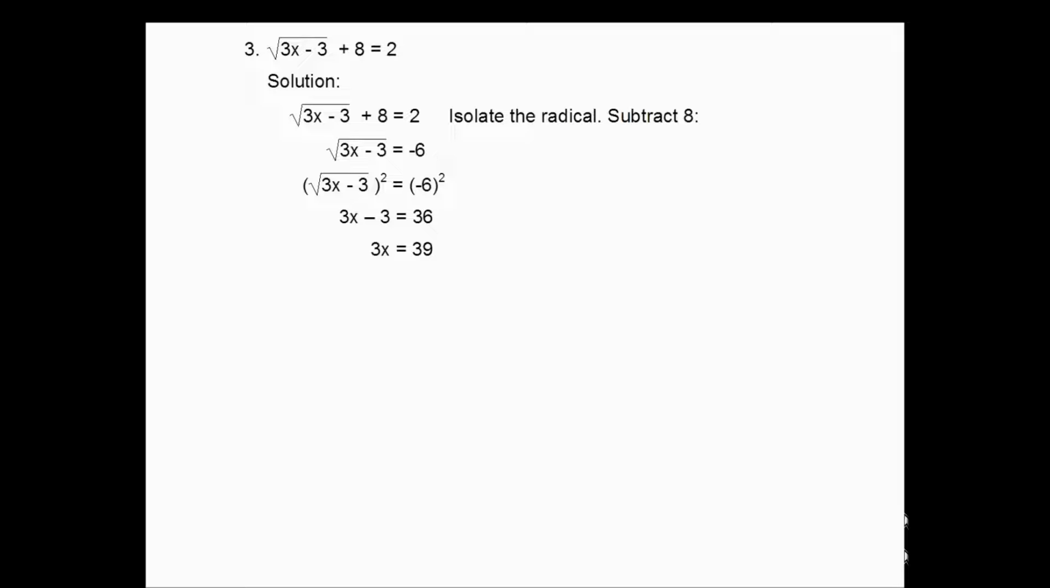It's linear now. Add 3 to both sides: 3x is equal to 39. Divide by 3, x is 13.